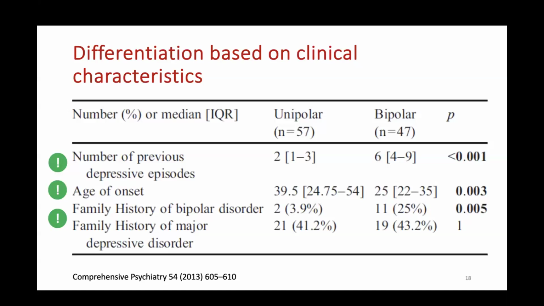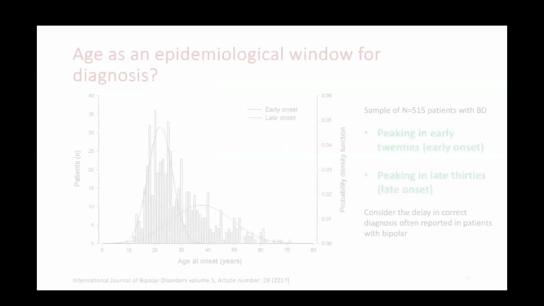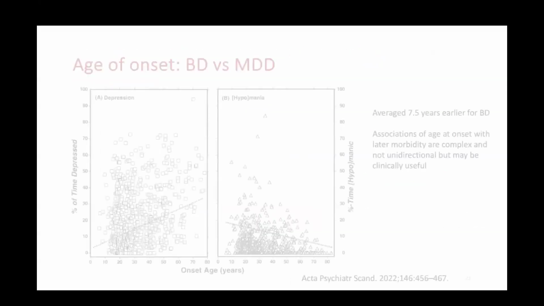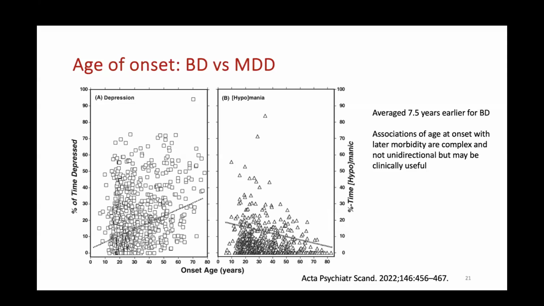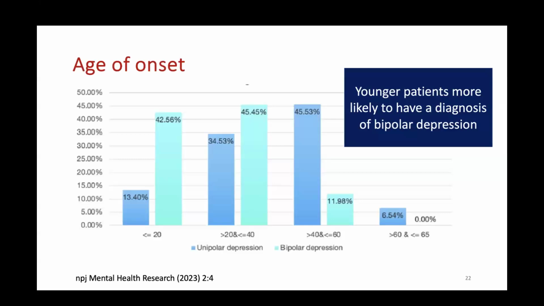Now, as an epidemiological window for diagnosis, if you look at unipolar, it peaks in the 20s. If you look at bipolar, it peaks in the 20s, early onset. If it is peaking in the late 30s, it's mostly unipolar. So bipolar is early, unipolar is a little late. So again, onset is on average 7.5 years earlier for bipolar depression. So please put it in your mind. The earlier the age of onset of a depressive episode, the higher the chances of somebody going into bipolarity.